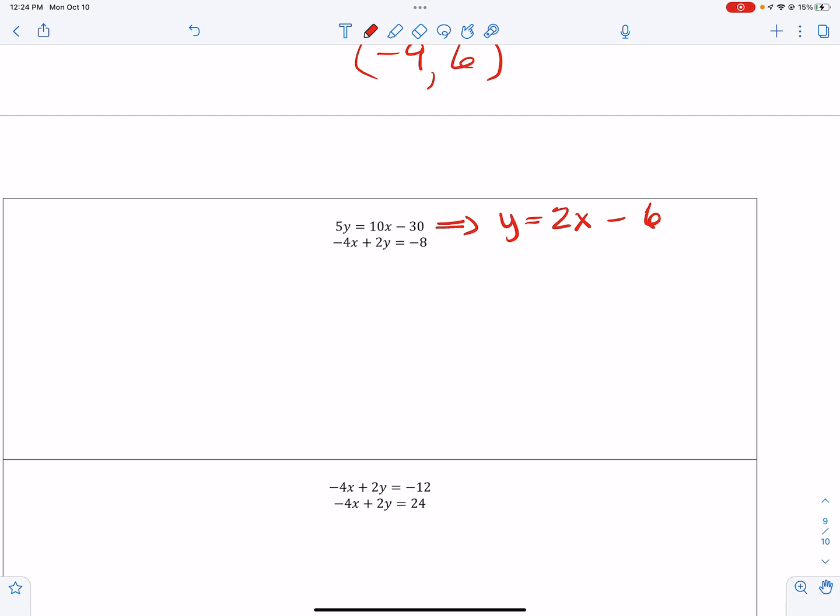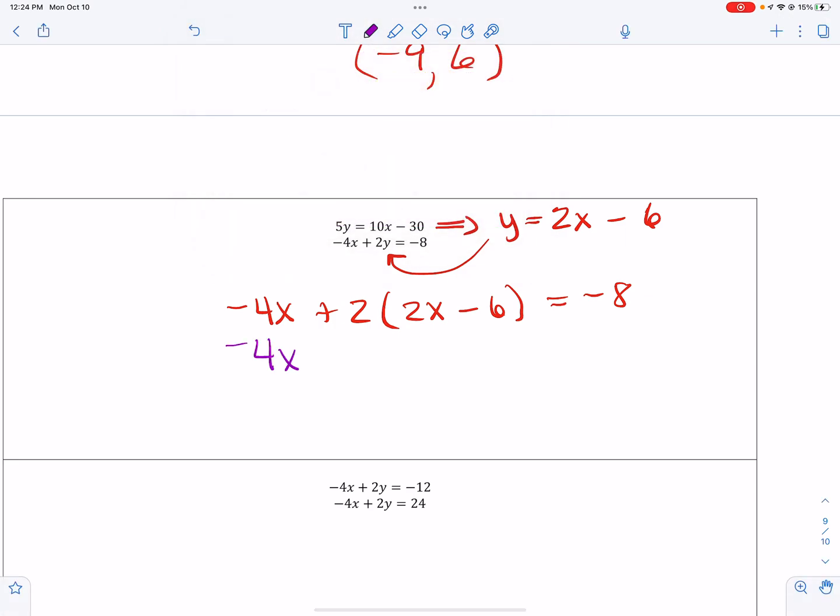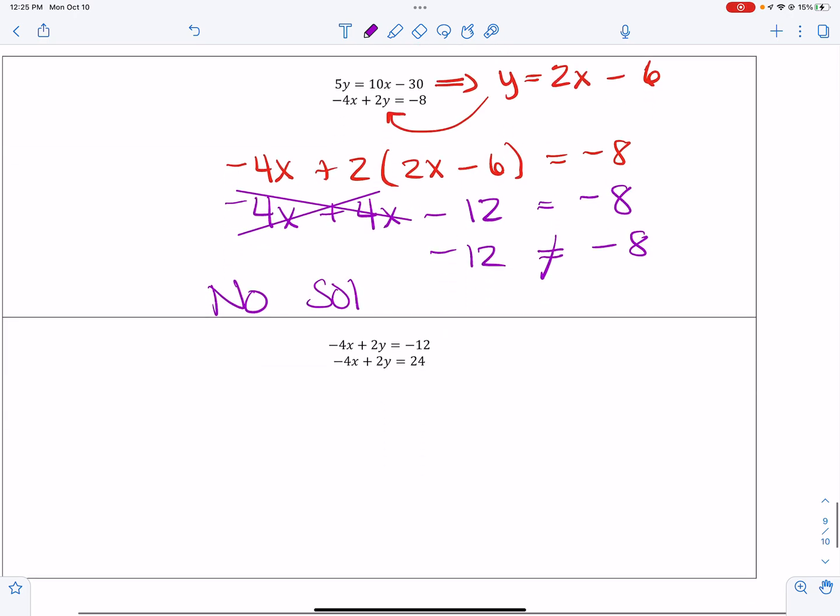All right, and then I would substitute it in here. So negative 4x plus 2 times 2x minus 6 is equal to negative 8. So I get negative 4x plus 4x minus 12 is equal to negative 8. These cancel, and now I get negative 12 equals negative 8, which again is not true, okay?